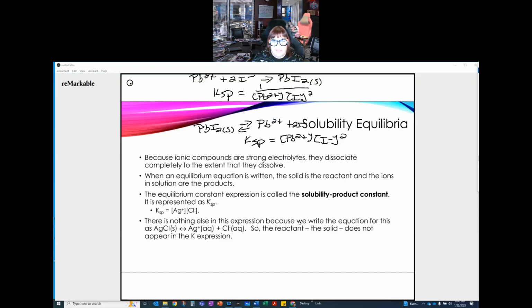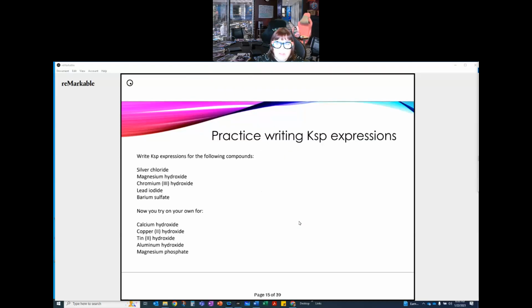But that implies a lot of things. One of the things that it implies is that we can do the same kind of mathematics with KSP that we've done with other things. Let's first practice by writing some KSP expressions for the following compounds. I'm going to put some up on D2L for you guys so that you can try them on your own.